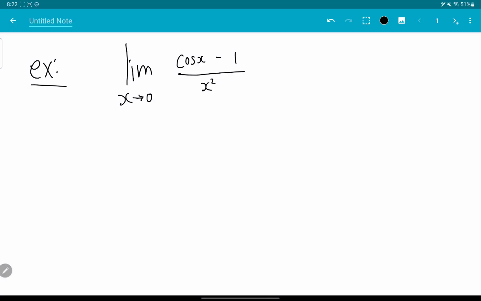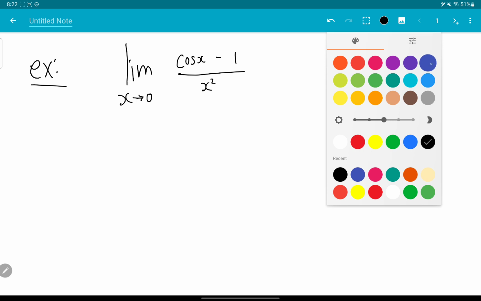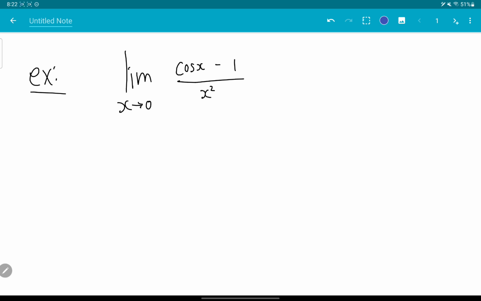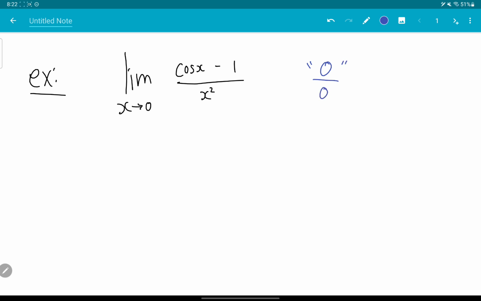Okay, this one's going to get a bit wild, so buckle up. What am I going to do? Well, I have to first appreciate that there is something difficult happening here. This is 0 over 0. The numerator is going to 1 minus 1, and the bottom is going to 0. So I have a problem.